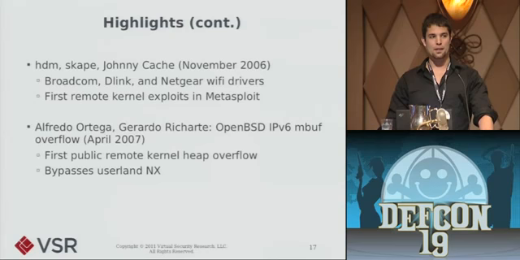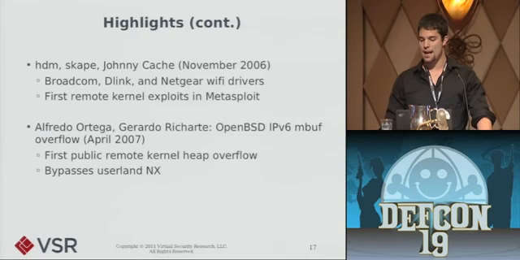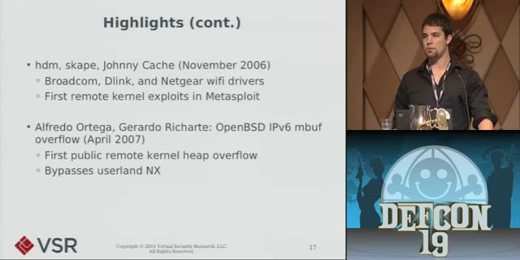2007, there was an OpenBSD IPv6 vulnerability, which was really awesome. That was the first public remote kernel heap overflow that I'm aware of. They did some nice work on that. And they also bypassed userland NX protection, as in non-executable stack, heap, et cetera.